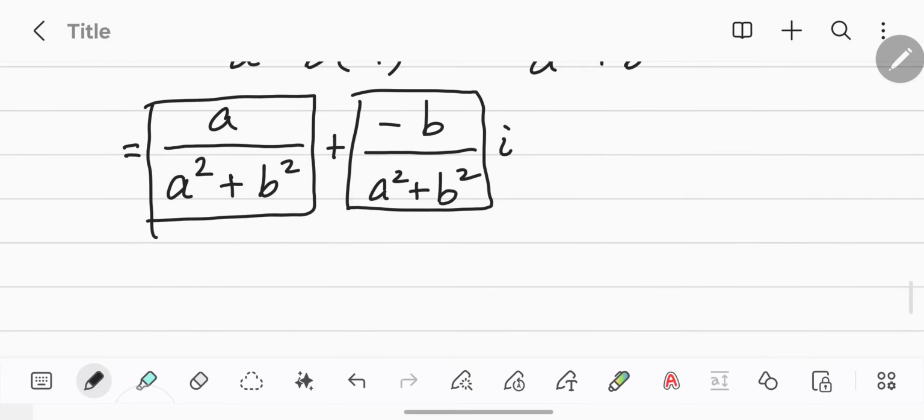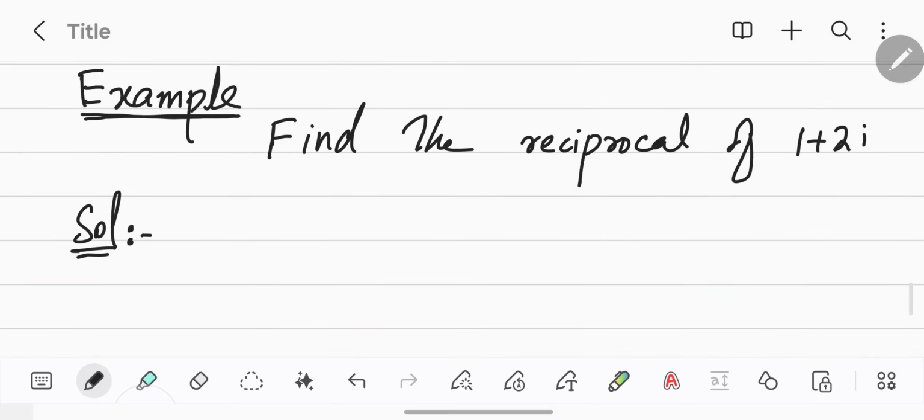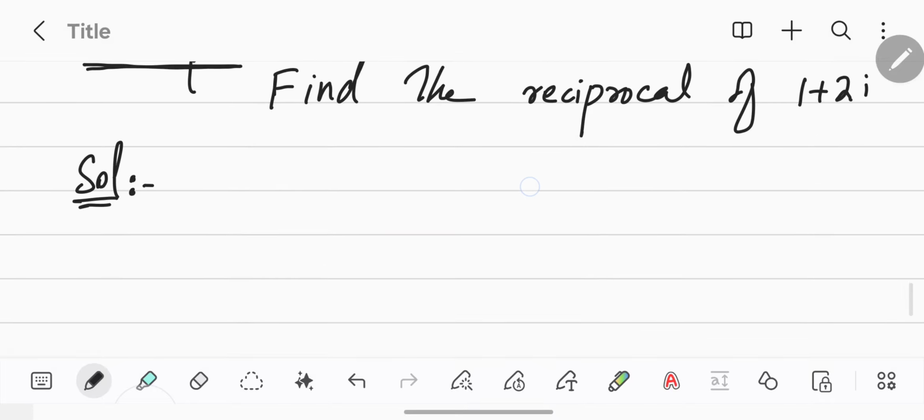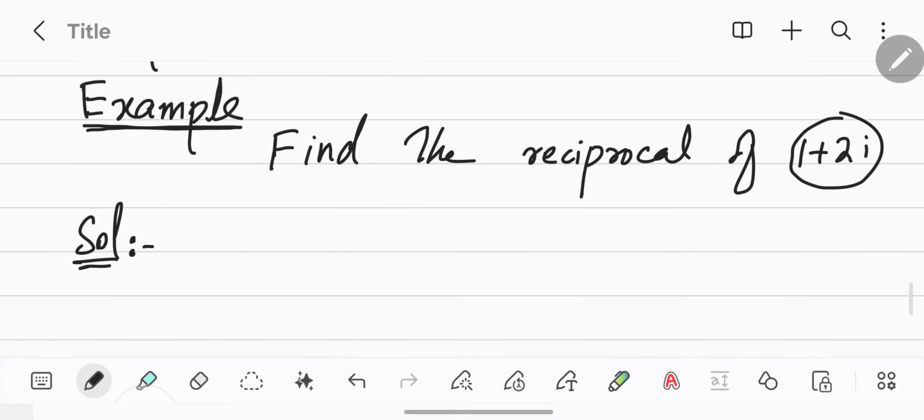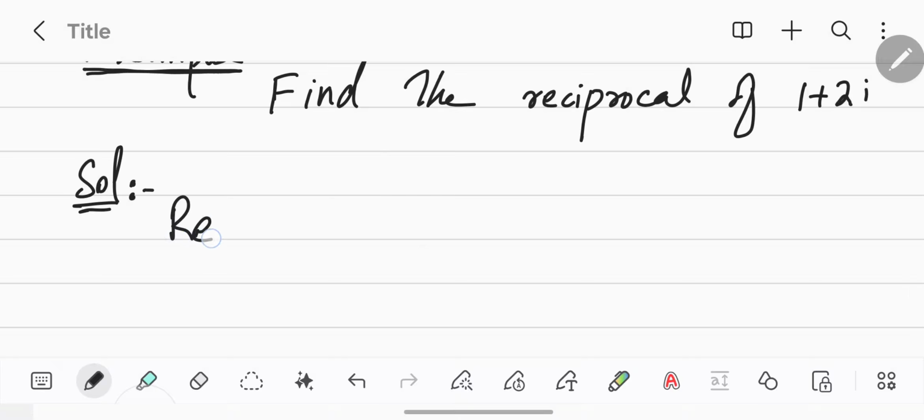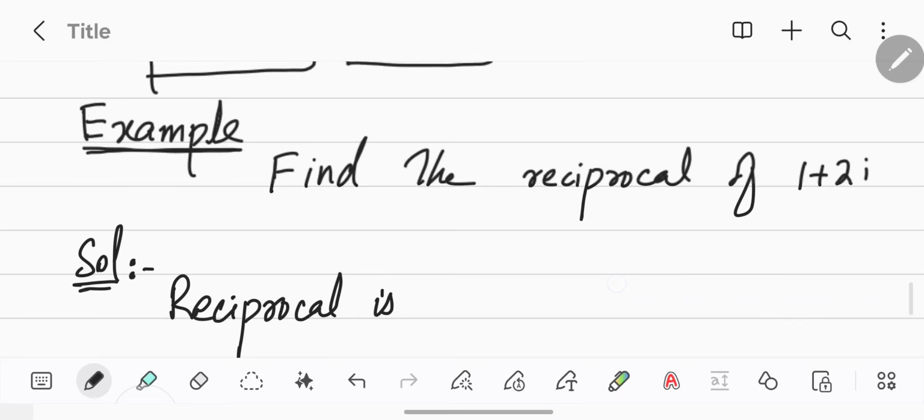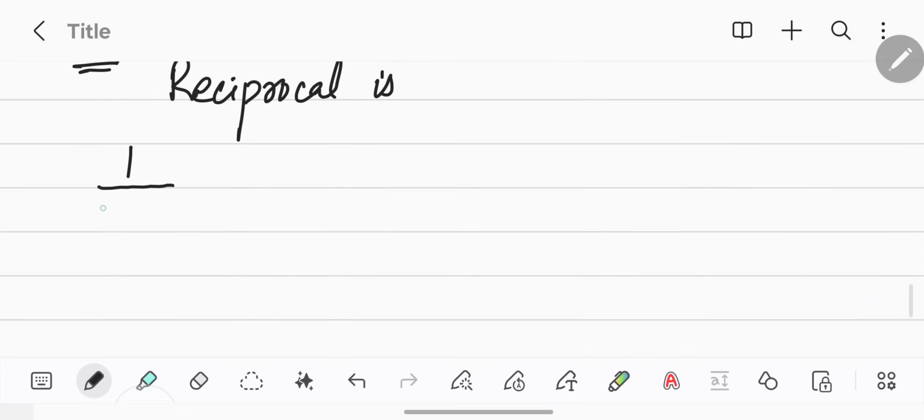Yeah, I think we should do an example. In this example, we have to find the reciprocal of 1 plus 2 iota. Okay? So I have to find its reciprocal. I told you the reciprocal of anything is 1 over the same thing. So the reciprocal is 1 over the same number. The number is 1 plus 2 iota. I will write 1 over 1 plus 2 iota.